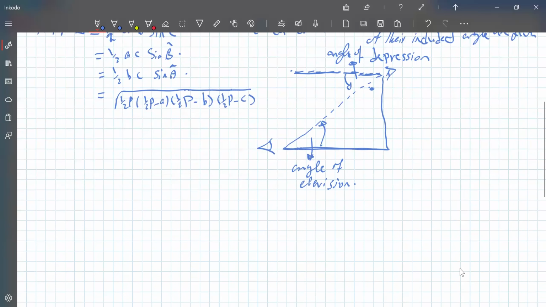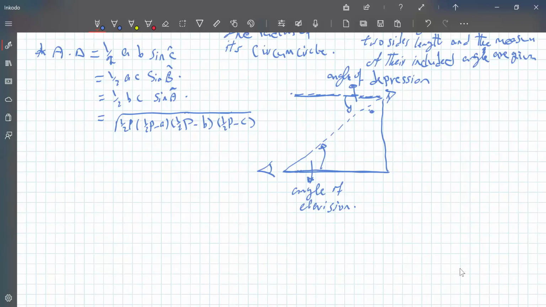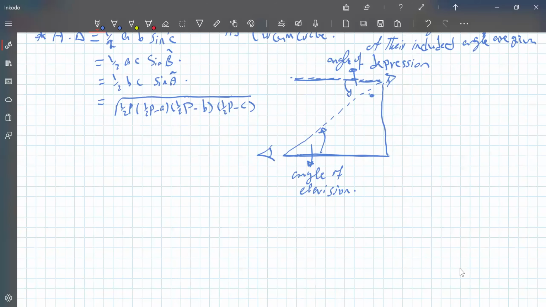Number two, the directions. The directions. West, north, east, south. West, north, east, south.